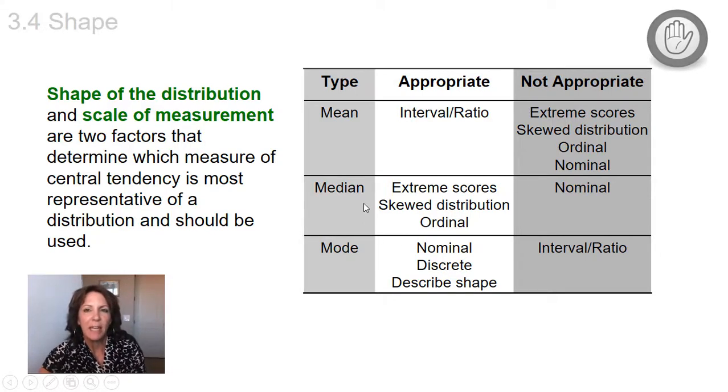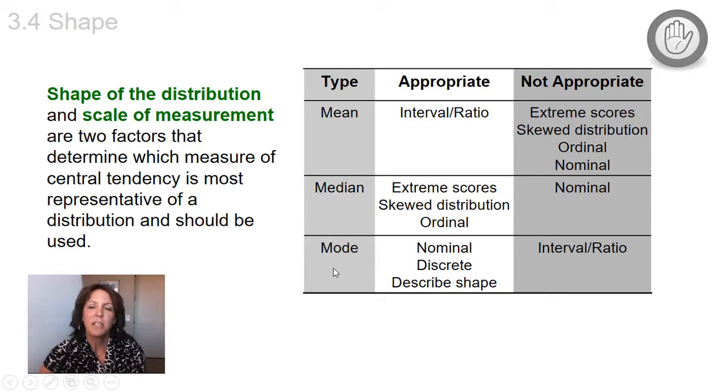So the median is appropriate when you do have those extreme scores. It kind of accounts for it. It kind of takes care of those extreme scores and kind of disregards them in a certain way. You use the median when there's a skewed distribution, and you can also use the median with ordinal data as well. It's not appropriate for nominal data. We can't use the median with nominal data. It makes no sense because there's no order to nominal data.